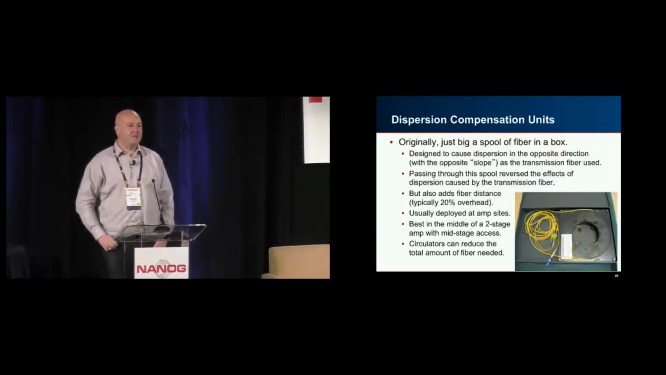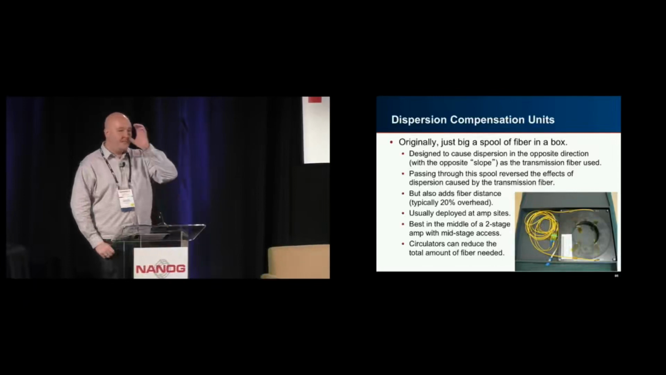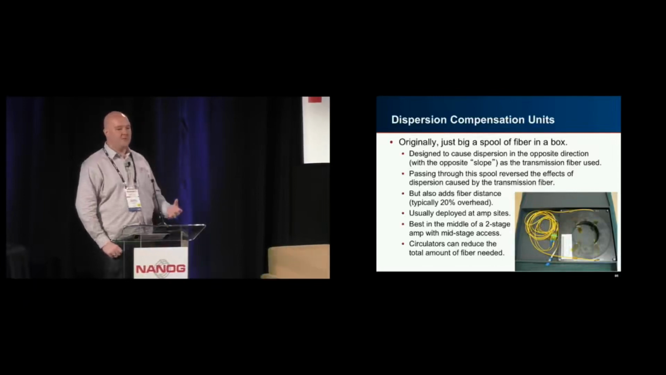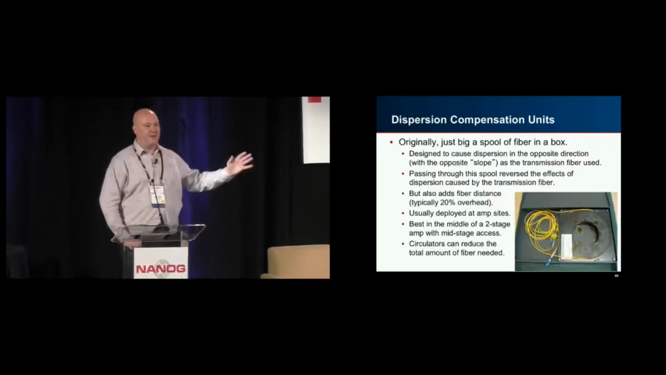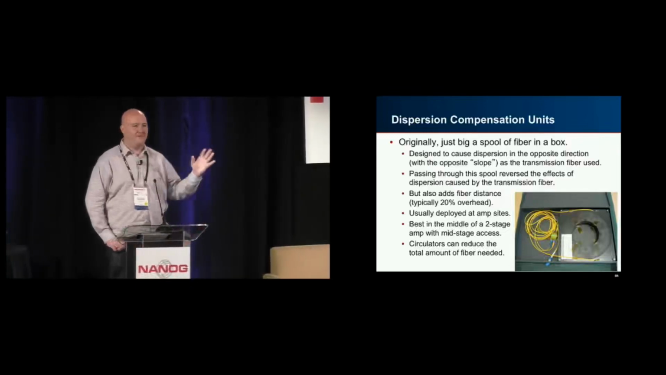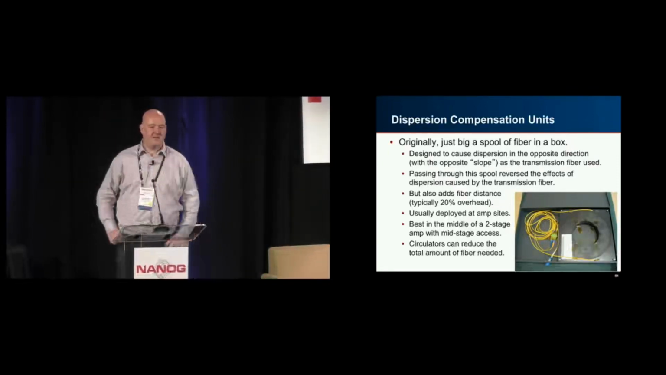Dispersion compensation units. Remember I talked about dispersion and the opposite slope. Originally this was a big spool of fiber in a box with an opposite dispersion slope. So at the end, you run through 100 kilometers of fiber and then you might run it through another 10 kilometers of dispersion compensating fiber and re-squeeze the signal back together.